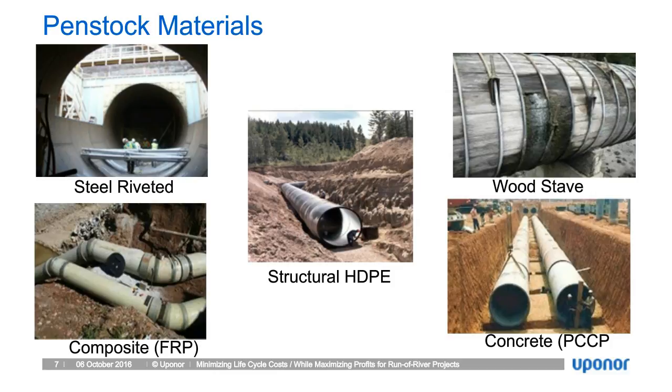Below that is a composite or FRP, which is fiber reinforced polymer, which is a new entrant into the market space about 15 years ago, using typically glass fiber oriented in different directions, so hoop or transverse, which provides the strength, and that glass fiber material is impregnated with epoxy to bind it together.